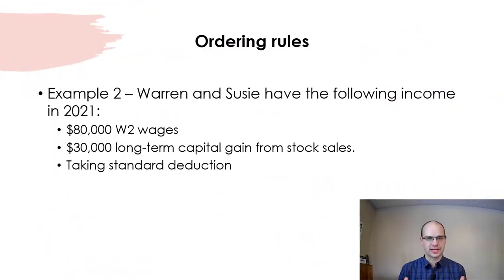All right, let's look at example 2, and we're just going to change the figures a little bit to see how that changes things from a taxation perspective. So we're going to double Warren and Susie's wages to $80,000.